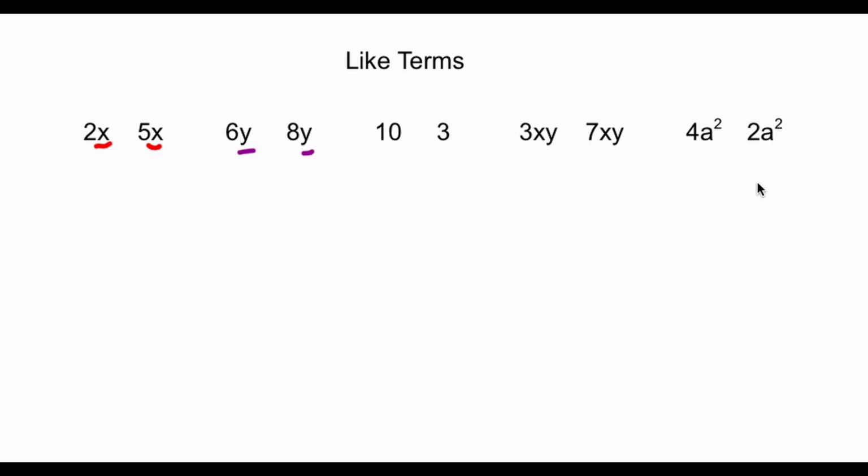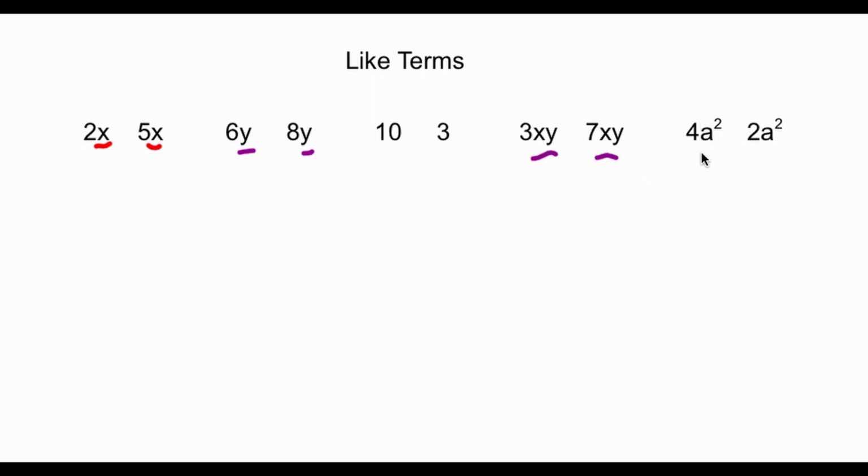Now, I also wanted to show you two other examples, which we're not going to cover that much in this video. We're going to try and keep it relatively simple with a single variable term. However, I wanted you to know that a term like 3xy is a like term with 7xy because they have two exactly identical variables next to them. Therefore, 3xy and 7xy are like terms.